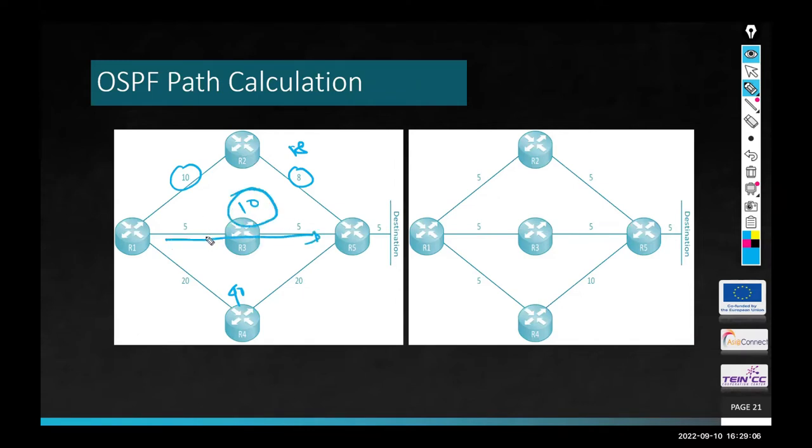The lowest cost. If you see the picture on the right, from R1 to R5 via R2, the cost is 5 plus 5, equal to 10, and R1 to R5 via R3, the cost is also the same, 10, and R1 to R5 via R4, the cost is 10. Then what will happen? You have multiple paths with similar costs. In this case, OSPF will do load balancing. When the cost is the same to reach the destination, OSPF will do load balancing.